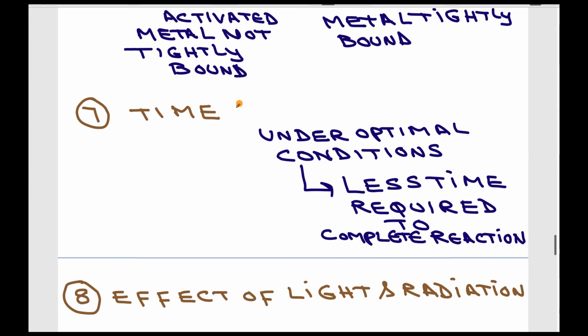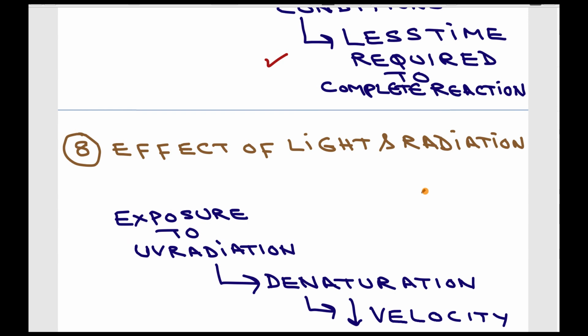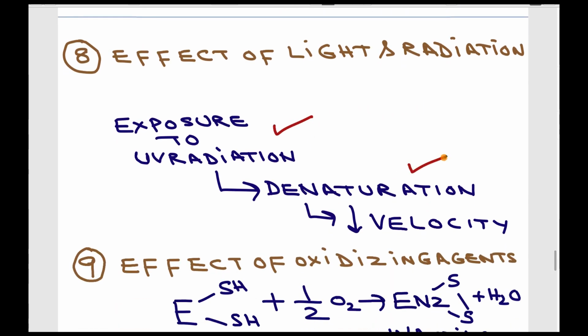Okay, the time I'm discussing is in the sense of how much time it takes for a particular catalyzed reaction. It depends on this: if the reaction is conducted under optimal conditions, less time is required to complete it. If there are no optimal conditions, more time will be taken. That is what I wanted to convey. The next factor is the effect of light and radiation, especially radiation. If there is exposure to radiation, UV radiation, denaturation will take place and velocity will decrease.